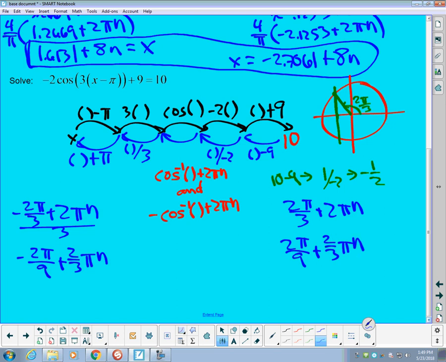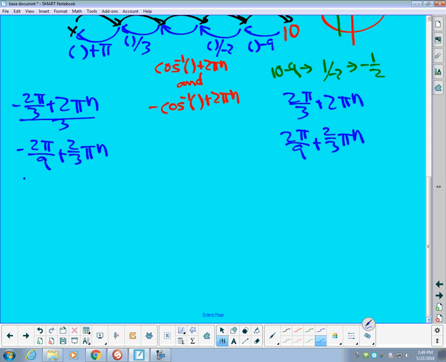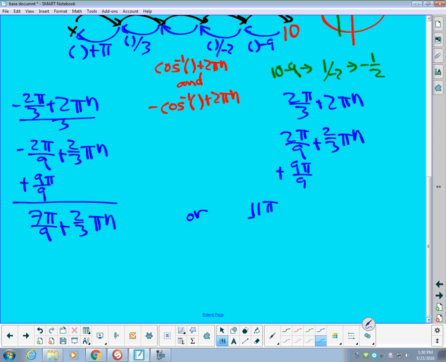And then add pi. Okay. So if I add a pi on here, I'll add it as 9 pi over 9 to get the common denominator there, and that will leave me a 7 pi over 9 plus 2/3 pi n. Or the answer is over here. If I add my 9 pi over 9, I'm going to get 11 pi over 9 plus 2/3 pi n.